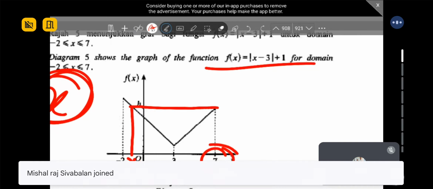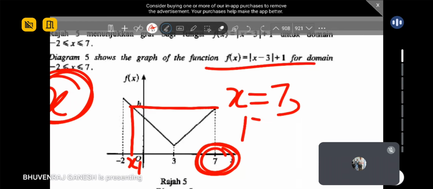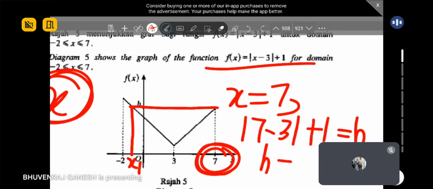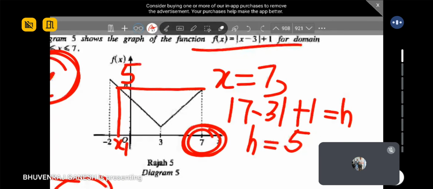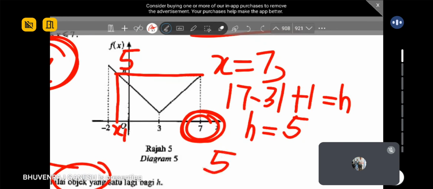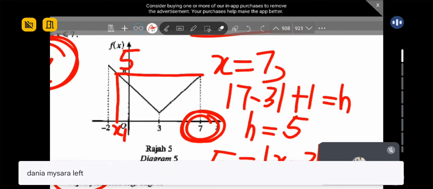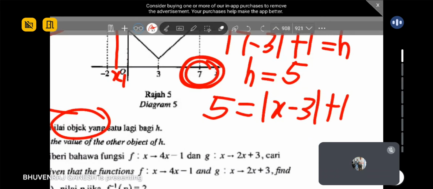So how to find the H? Just substitute X equal to 7. Okay, gantikan X sama dengan 7. So this value is equal to H. Okay, so H sama dengan 5. Okay, so now you already know this one is 5. So macam mana dapat nilai X, guys? Okay, substitute Fx sama dengan 5. Okay, gantikan saja. So 5 equal to modulus X minus 3 plus 1. Okay, so you solve for your X. Okay, cari nilai X. So you will get like this.